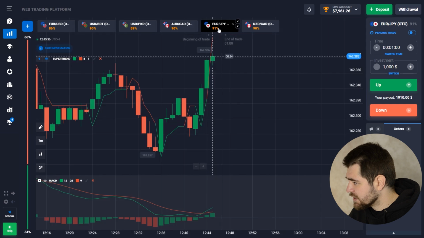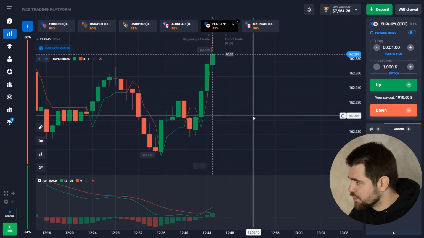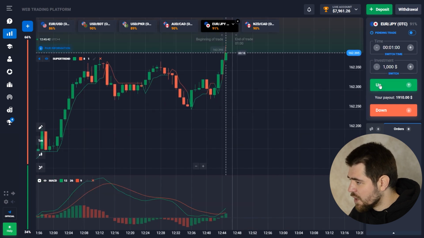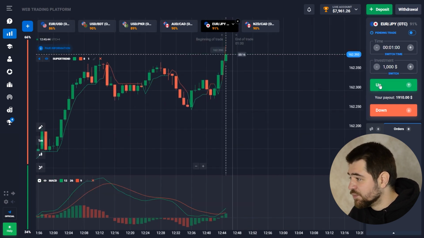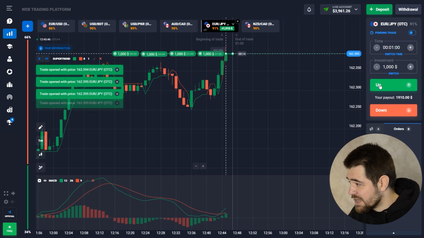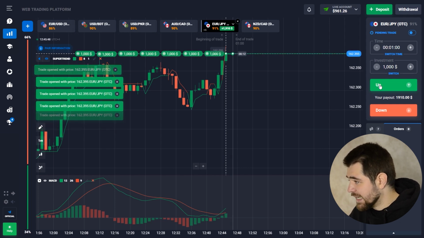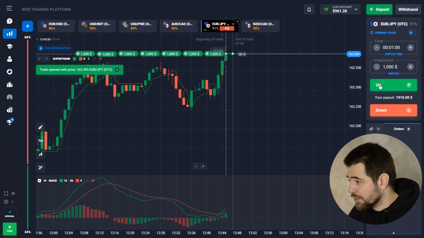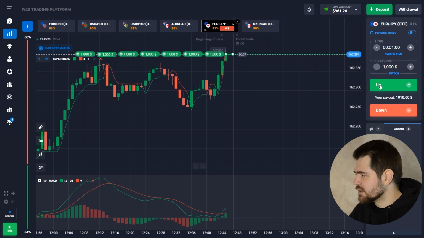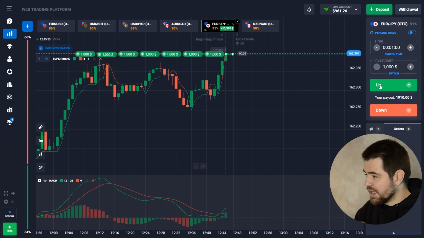How about this? Now, this is a pretty good situation here. Let's go into the long with this. It broke the resistance levels, and everything indicates for the price to go up for the next minute at least. So let's go. Let's wait for the result of this.